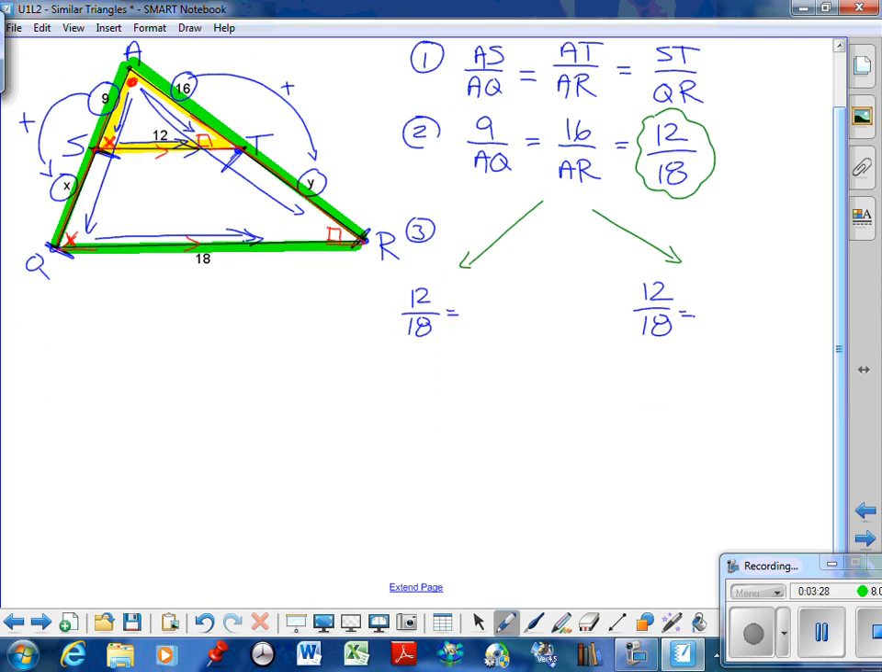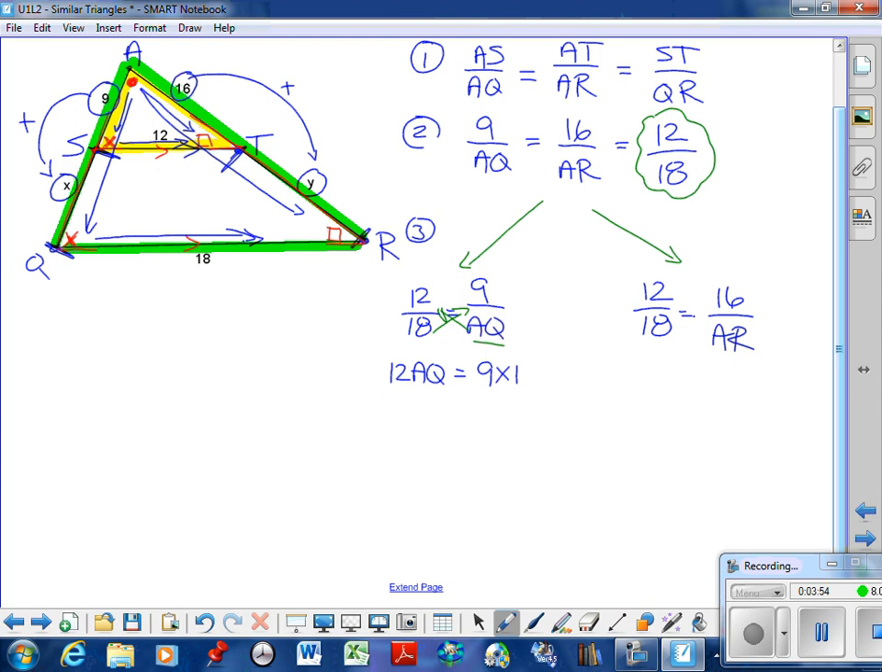So I will have 9 over AQ. And on this one, I'm going to have 16 over AR. I like to cross multiply. So we're crossing up. AQ is going to get multiplied up there. 18 and 9 are going to get multiplied up there. So I end up with 12 AQ equals 9 times 18. And yes, you can use your calculator.